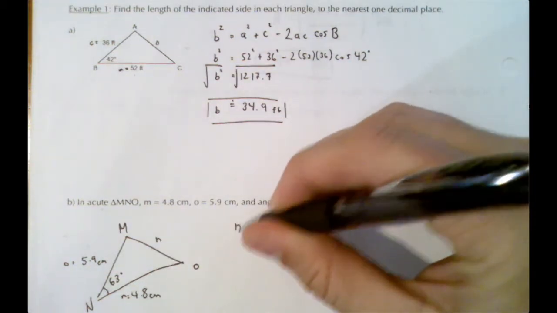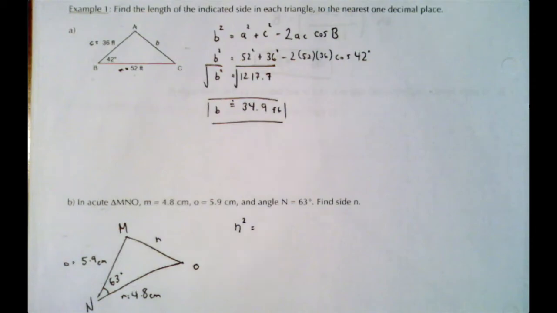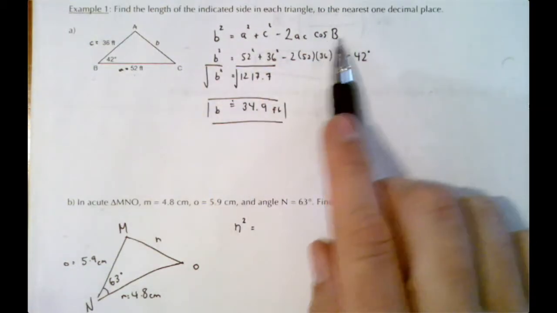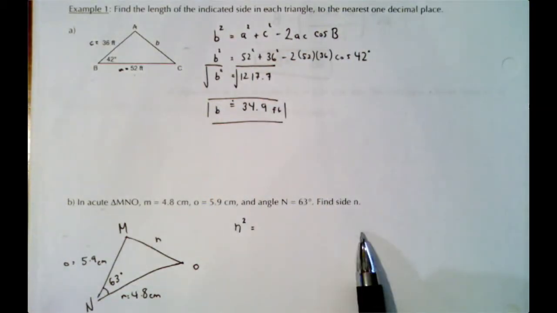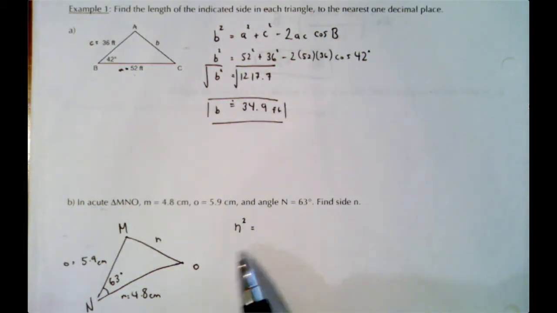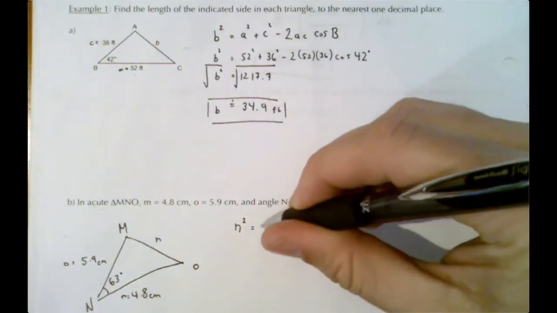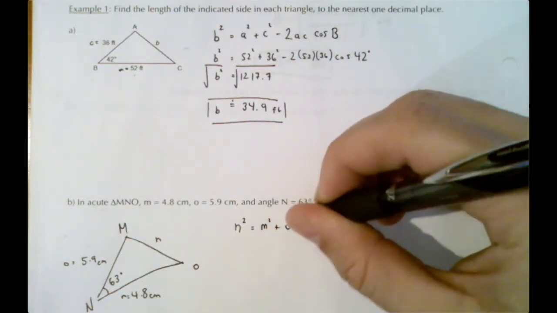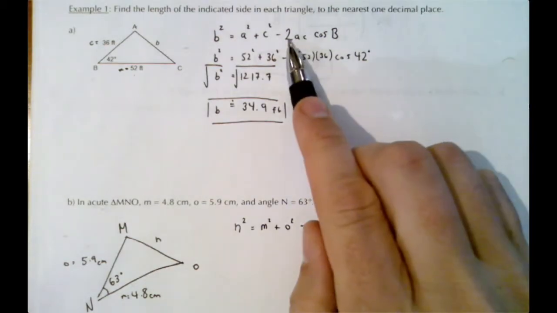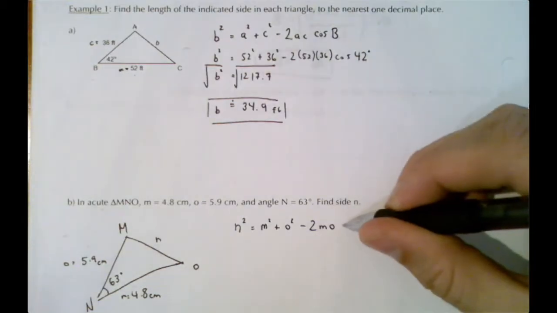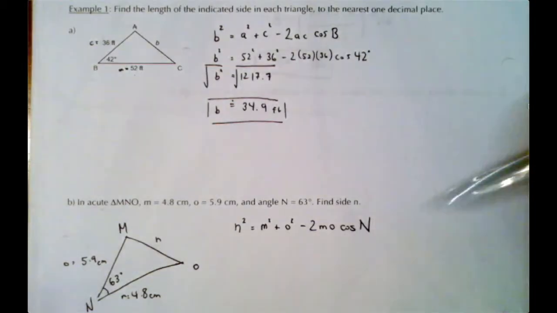So now we need to write a cosine law for the letters M, N, and O, solving for side N. So we're going to start by writing N squared. And then if we follow the patterning, this one was B squared, it ended with cos B, ours is going to end with cos N. The other letters that are going to go in here are M's and O's. So we've got M squared plus O squared minus 2MO cos N.